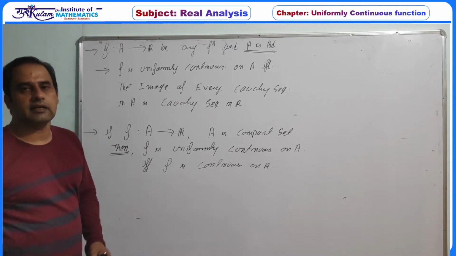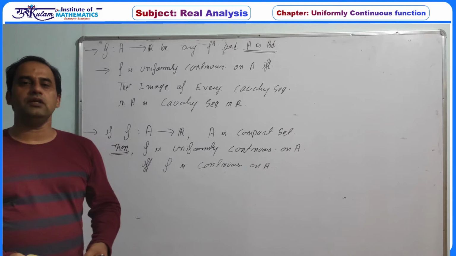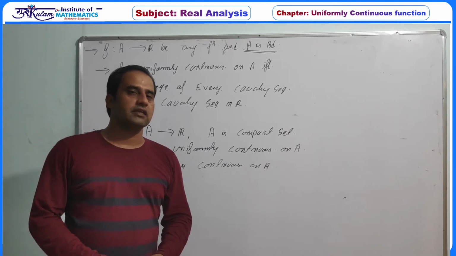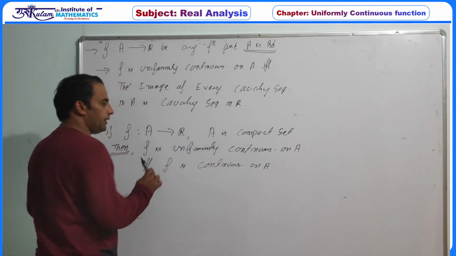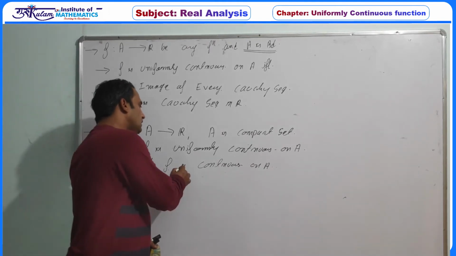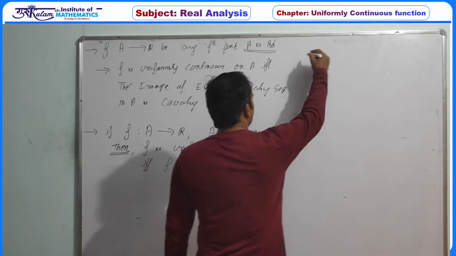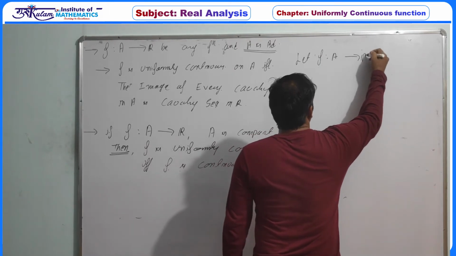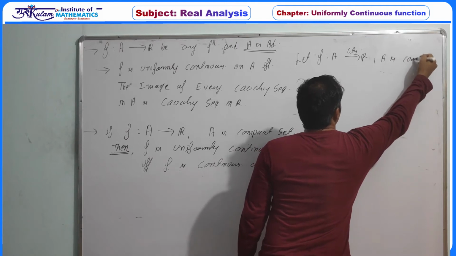So the continuity is the sufficient condition for f to be uniformly continuous whenever your function is defined on a compact set. Simple: whenever f is uniformly continuous, obviously f must be continuous. So what we have to prove? The converse part. Whenever f is continuous on a compact set, then it must be uniformly continuous. So let f, which is defined from A to R, be a continuous function and A is a compact set.